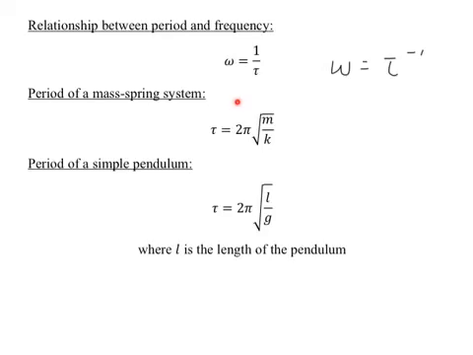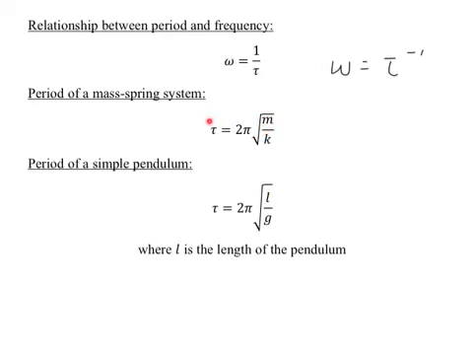So where in a mass spring system we're looking at the mass and the spring constant, with a pendulum we're looking at the length of the cord and the gravitational constant on the planet. So the denominators are pretty much both constants, whereas the numbers in the numerators here are variables based on the actual object itself.